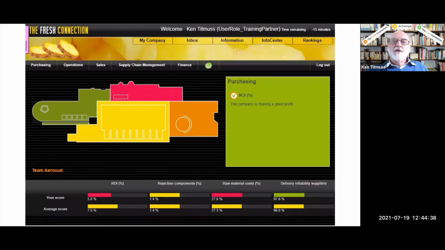Right, as we said, when you log into the Fresh Connection, this is what it looks like. Here's your factory, we've got procurement, operations, sales, and we've got supply chain. Down the bottom here, you can see what your score is compared to the average score in the pool in which you are playing. And there are some other metrics here. These are the purchasing metrics that we can see here. And you can see how your metrics compare to the other teams that are playing as far as procurement is concerned.